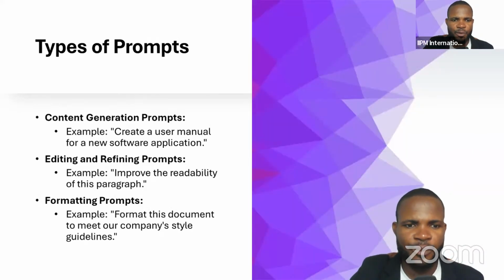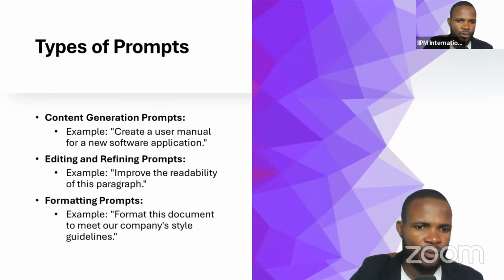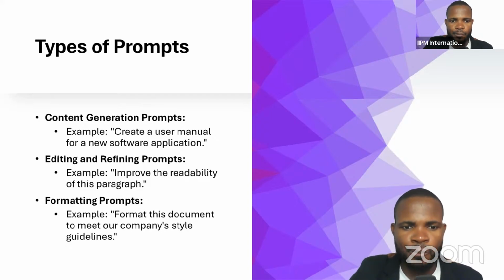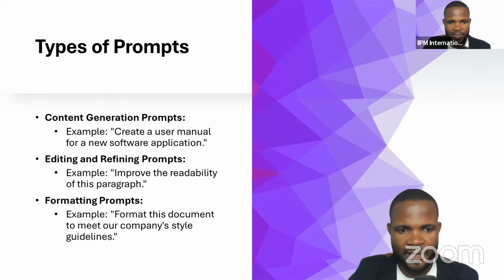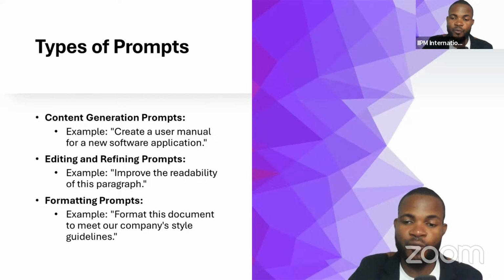Now, we have different types of prompts. We have the content generation prompts, for example, create a user manual for a new software application. Then edit and refine prompts, for example, improve the readability of this paragraph. And then you have formatting prompts, like, for example, format this document to meet our company's style and guidance. Of course, you would have provided the context of your company's style so that it will follow that style in formatting the particular content you fed it with.